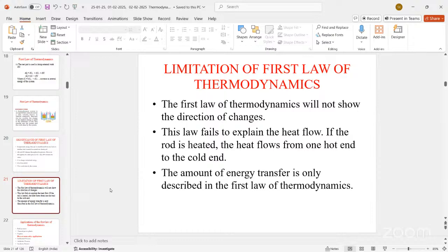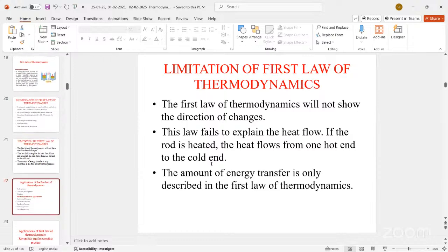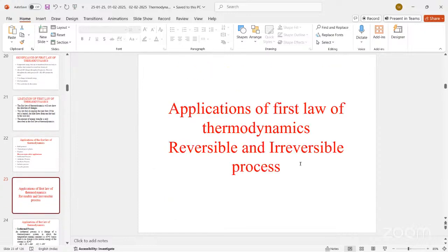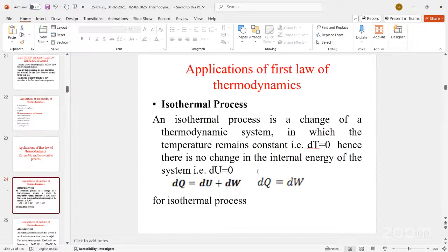So limitations of thermodynamics are also there, and applications of thermodynamics. The first law of thermodynamics applies to refrigerators, thermal power plants, and engines. These are all applications of the first law of thermodynamics. Also, isothermal process, adiabatic process, isochoric process, isobaric process, and cyclic process are covered by the first law. So in applications of the first law of thermodynamics, reversible and irreversible processes can be taken as examples.